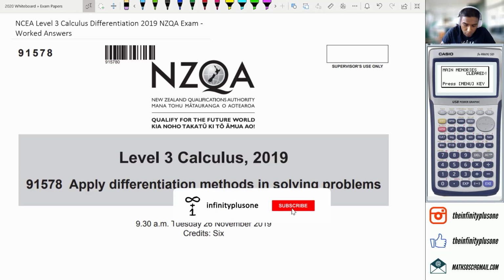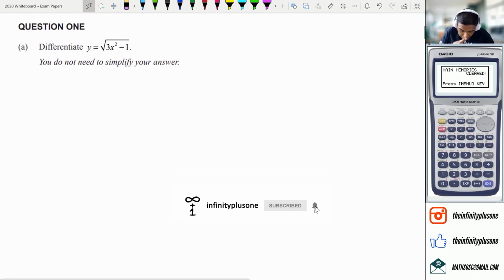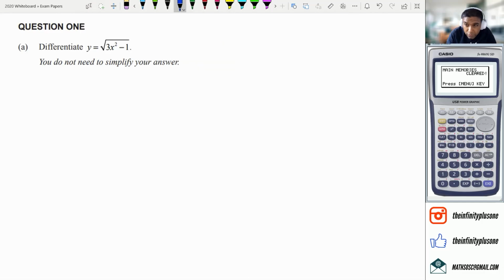All right, guys, so let's go to the first question here. With question 1A, what we've got here is just your standard differentiation question. So what we're going to do is get rid of that square root symbol first, and rewrite this as 3x squared minus 1, to the power of half. Once we do that, we can now differentiate it.